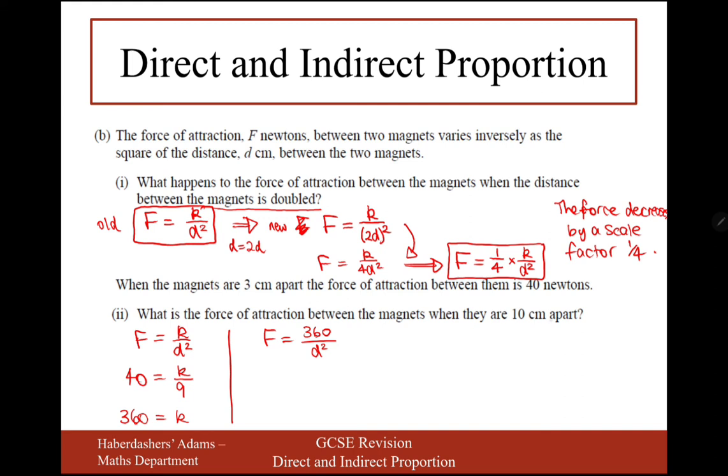Find the force of attraction when the distance is 10. So now F equals 360 divided by 10 squared. 10 squared is 100, so that's going to be 3.6 newtons. And there we are, that's the answer for that question there.